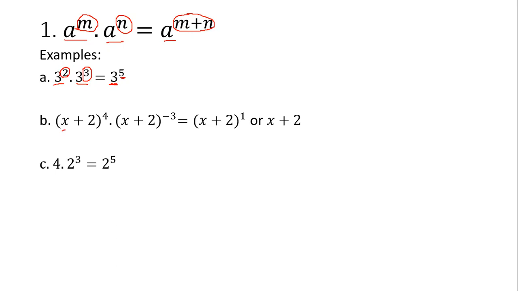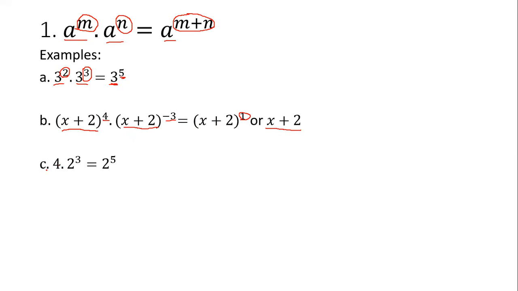Next, x plus 2 raised to 4 times x plus 2 raised to negative 3. Again, kailangan po pareho yung base. So makikita po ninyo dito sa ating example letter B na parehong-pareho po yung base. Magkaiba lang yung exponent. So ang gagawin, we add the exponents. 4 plus negative 3, that will become 1. So dahil 1 nga po yan, we could simply write that as x plus 2.